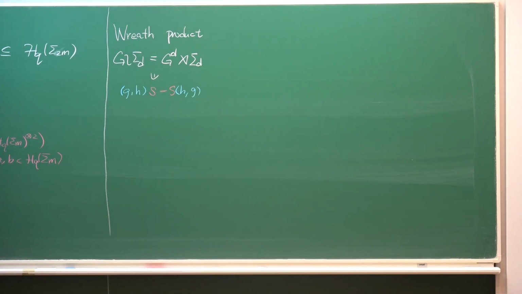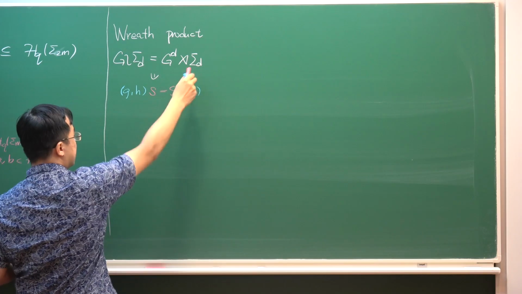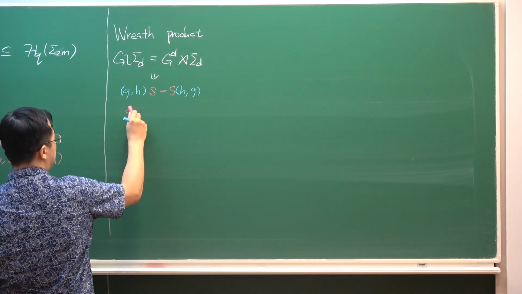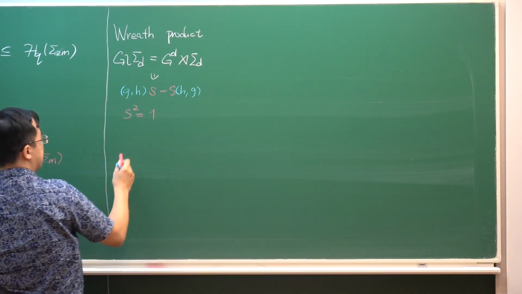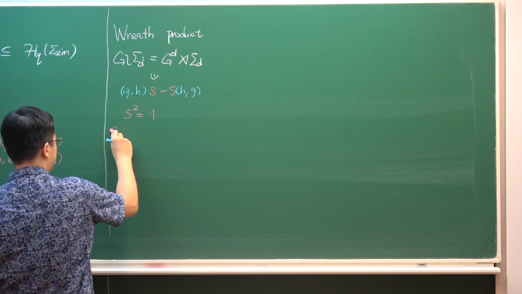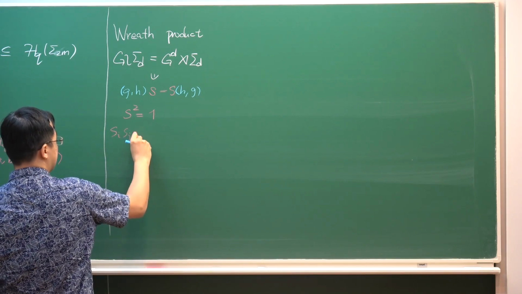So this is the local relation for the Wreath product, and you can similarly define the global relation for the n-tuple of this direct product. And since we are talking about just the symmetric group, you also have the local relation that this simple transposition squares to 1, and you have the braid relation of this form.